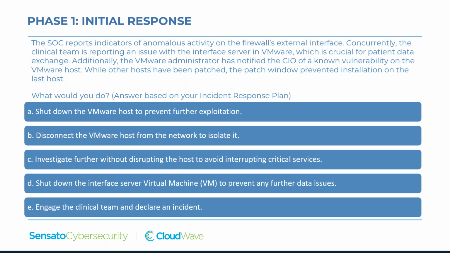So at the top here, this is just talking through again what phase 1 is. And that's that the SOC has detected anomalous activity on the external, that we've noticed the interface server has some data integrity issues, and the CIO is made aware of a vulnerability on the host. Laura, if you could go ahead and launch the first question?